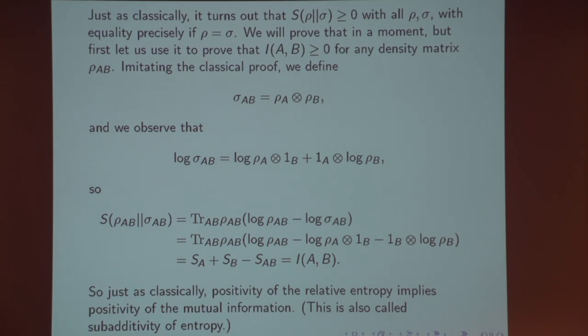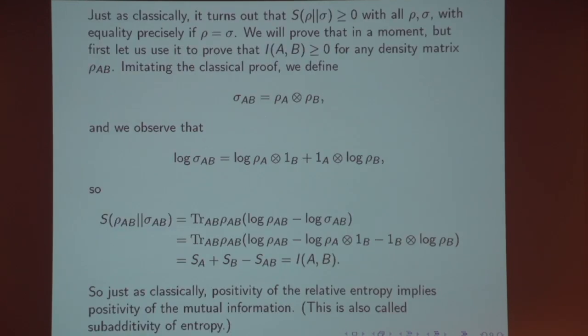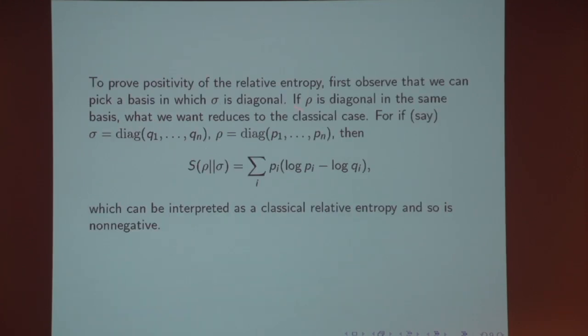And just as classically, it's also called subadditivity of entropy. So we showed that positivity of mutual information follows from positivity of relative entropy. But to prove positivity of relative entropy, we're going to use that inequality we discussed a couple moments ago.